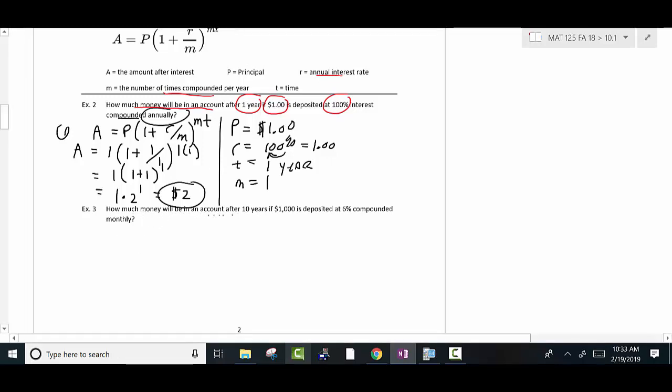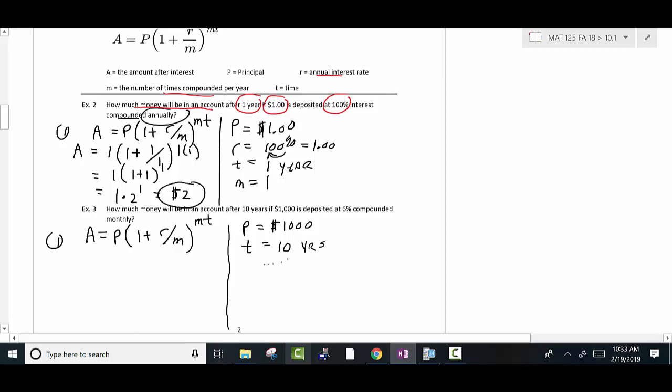This says how much money will be in an account after 10 years if $1,000 is deposited at 6% compounded monthly. So again, what I would do is write down the compound interest formula. We're just going to look at some different illustrations of this. Then I would write down what you're given in this problem. Let's start with the principal. What's the principal? $1,000. This time we're putting $1,000 in. The time is 10 years.